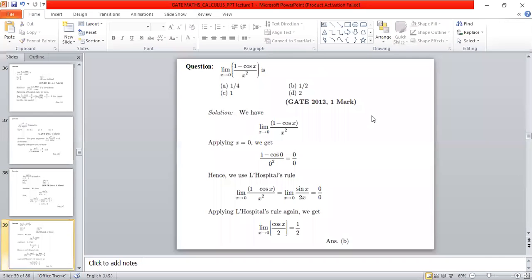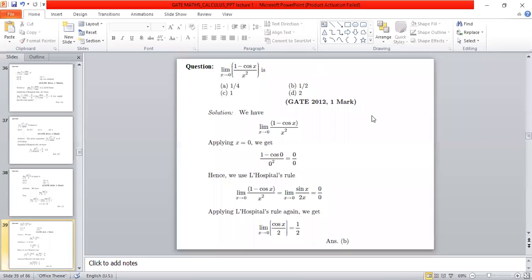Limit of (1 minus cos x) upon x square as x tends to 0. It is again L'Hospital, and we'll get the answer 1 by 2. See it fast. Cos 0 is 1, 1 minus 1 is 0, upon 0. So it is 0 by 0 form.